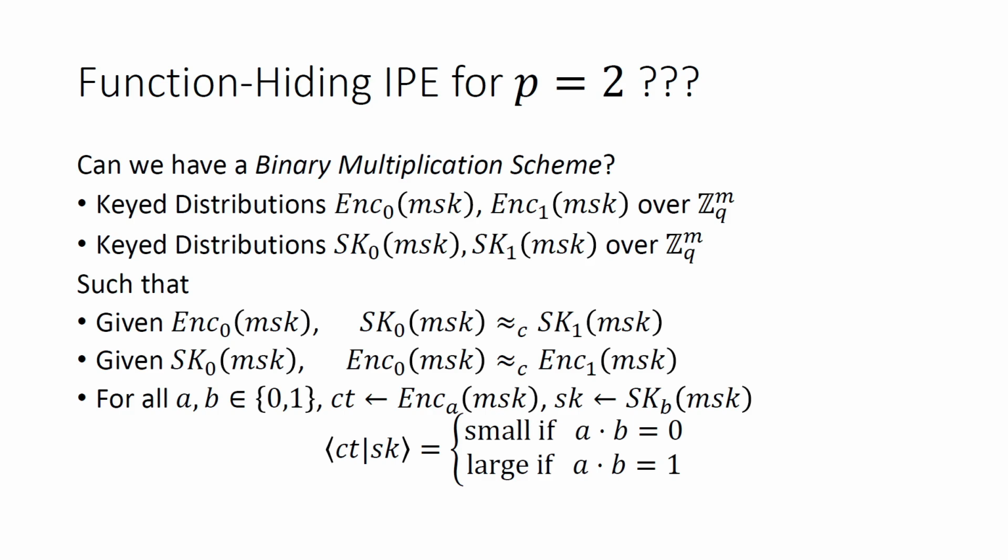Here's the thing, you can even construct an example with uncomputable distributions, enc0, enc1, sk0, sk1. It's fine. Even then, I have no idea if this can exist. I really don't know. So if somebody could solve this question for me, this would be great for me.